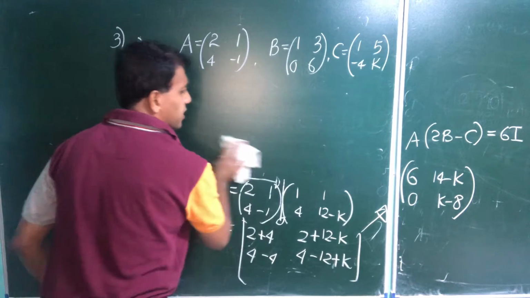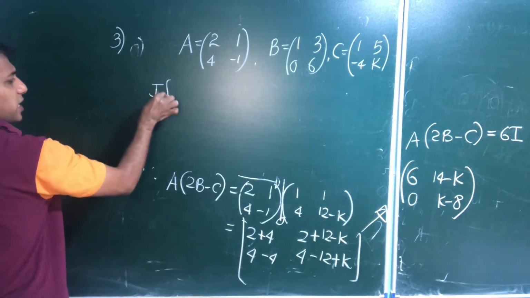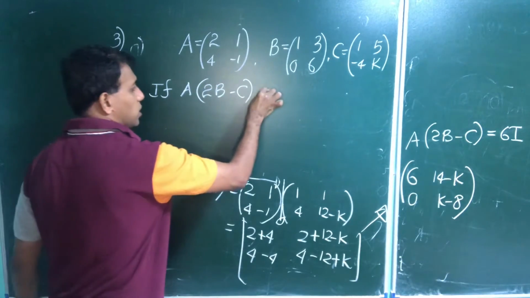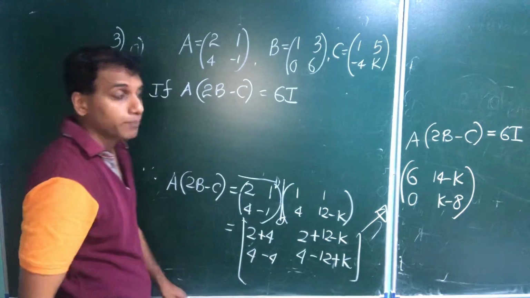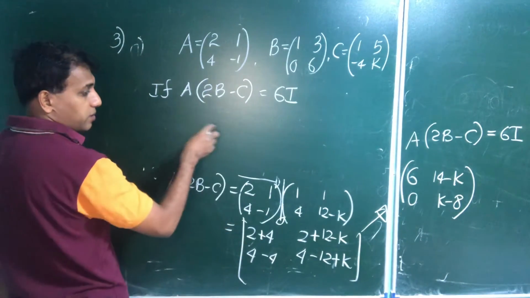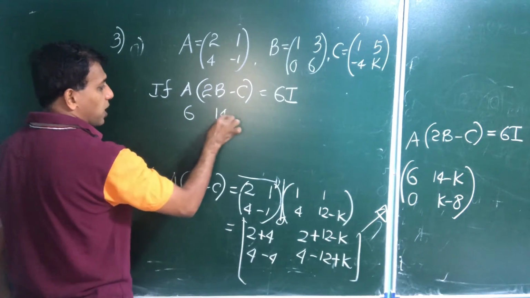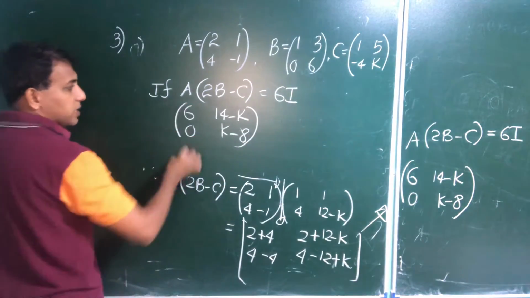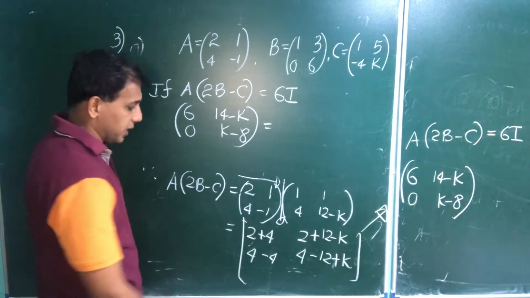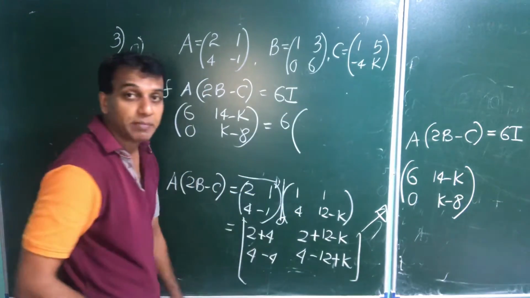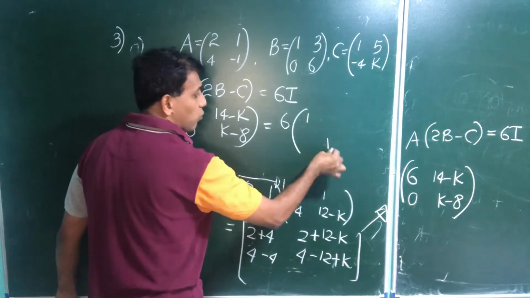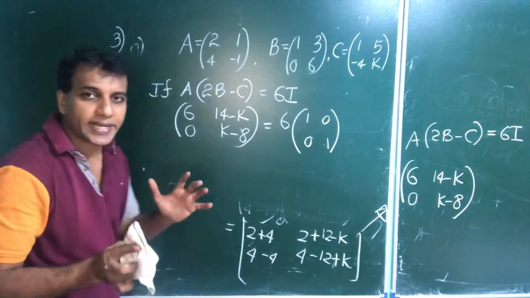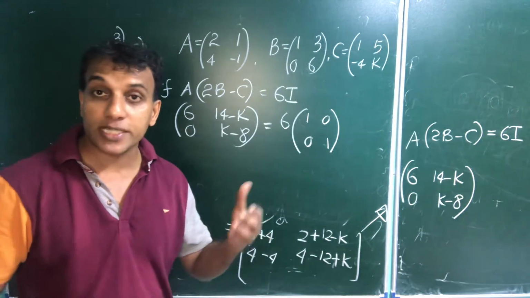So I show here, therefore if A into 2B minus C equals 6 times I, this is 6, 14 minus K, 0, K minus 8. Okay, this equals 6 times I. What is I? Identity matrix. Main diagonal 1, others are 0, right? So now you can solve simply: when two matrices are equal, corresponding elements are equal, right?